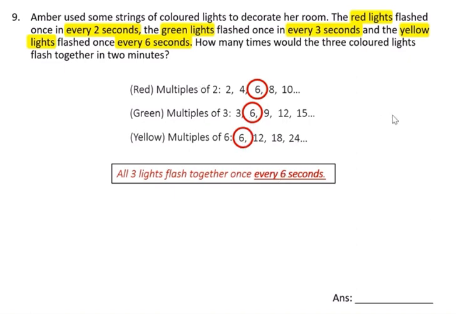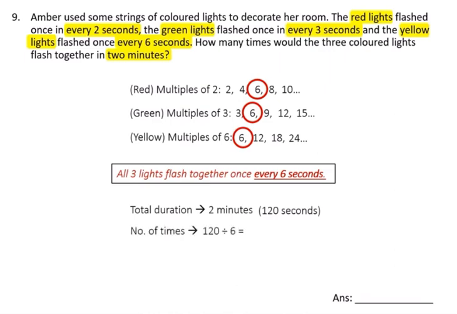The question asks how many times these 3 colors will flash together in 2 minutes. You need to convert 2 minutes into seconds. 1 minute is 60 seconds, so 2 minutes will be 120 seconds. So how many times will that be? You just take 120 divided by 6. Your answer is 20 times. Understand, children?